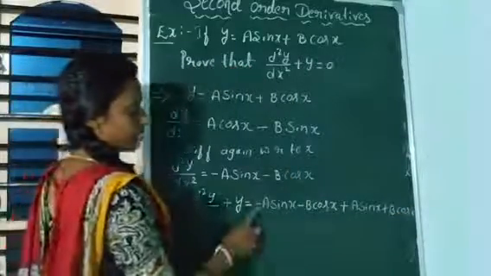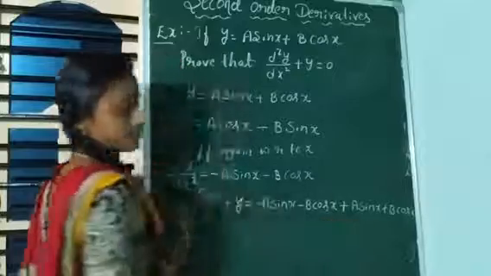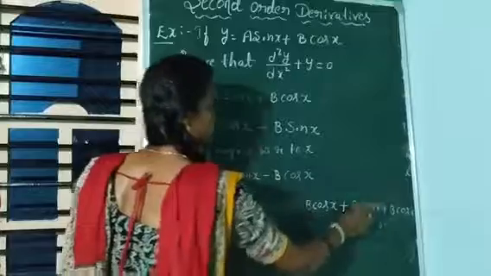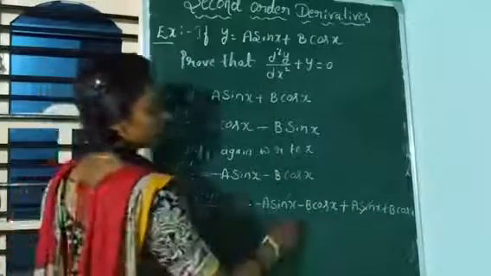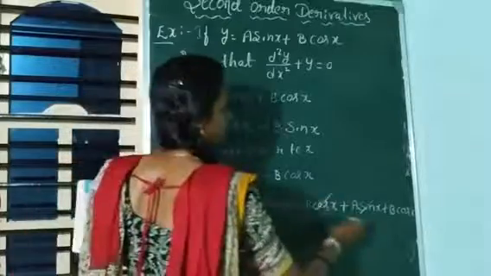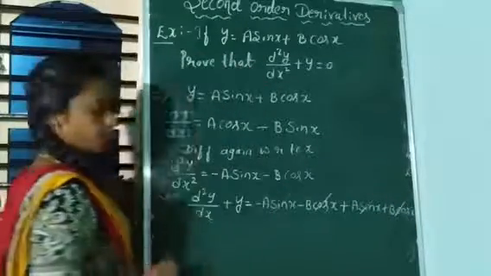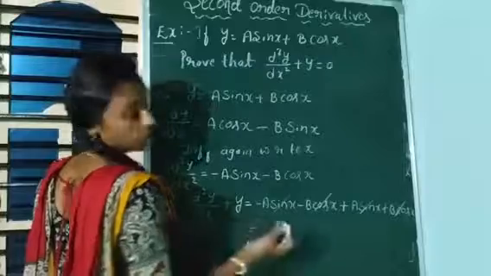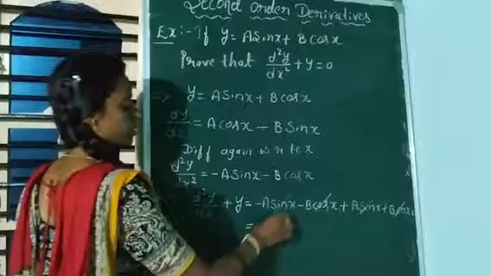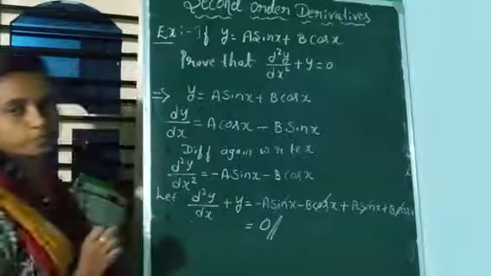Now minus a sin x plus a sin x, the same term with opposite sign, just cancel out those two. Next, minus b cos x plus b cos x, again the same term but opposite sign, cancel out. All four terms got cancelled, therefore the remaining is 0, and this is the required proof.